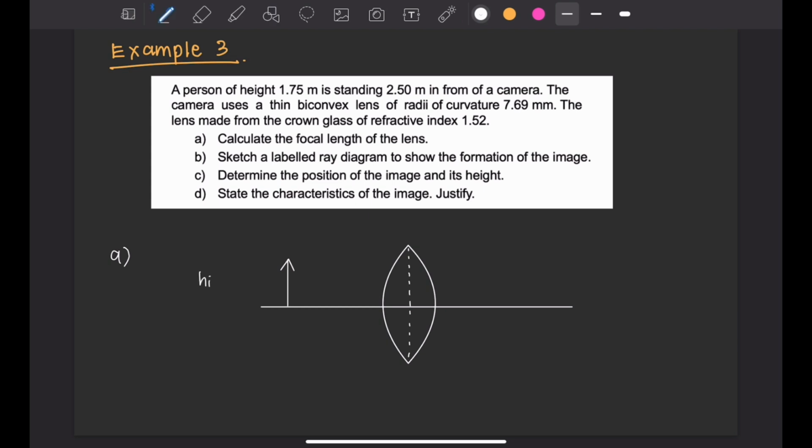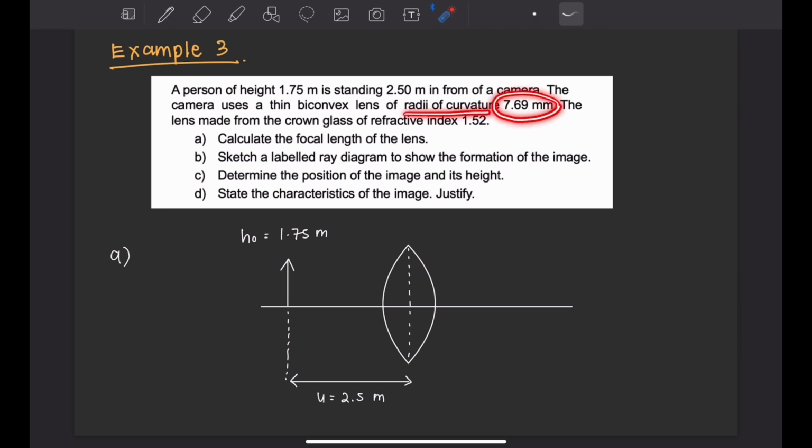So we have the height of object already, which is 1.75 meter, and then they told us that this is a biconvex lens. And they also told us that the object is 2.5 meter in front of the camera, so our object distance U is 2.5 meter, and the radius of curvature is 7.69 mm, so that was R, and the lens is made from N2 is 1.52, so our N1 is air, which is 1.